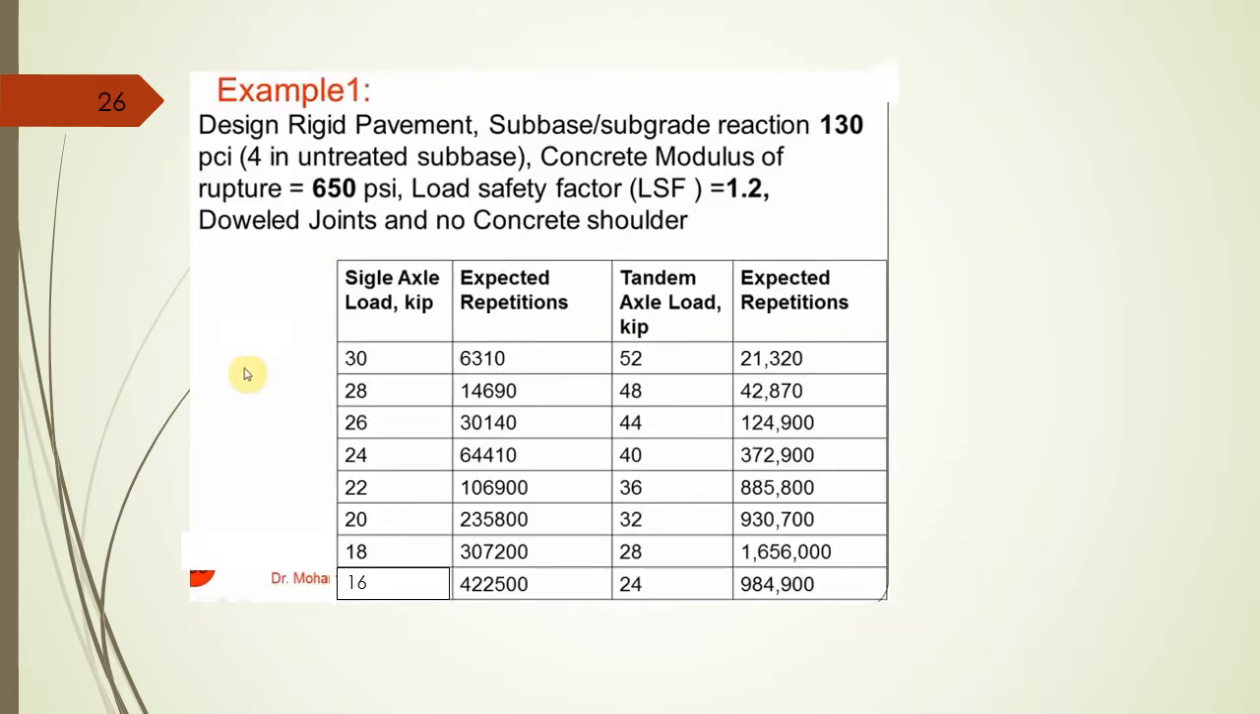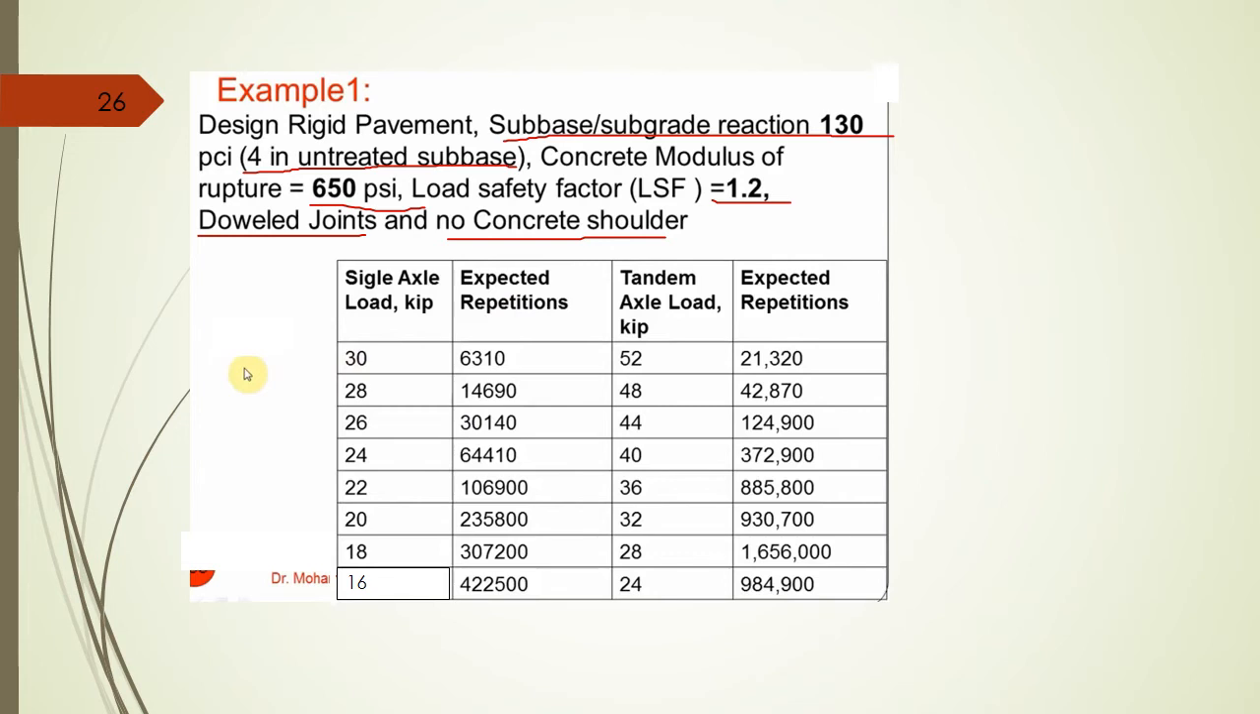Let's take an example. Design a rigid pavement. We are given the k composite is 130. The thickness of subbase is 4 inches and it is an untreated subbase. Concrete modulus of rupture is 650 psi. Load safety factor is 1.2 for high traffic volume. We are also given that this concrete is doweled. The load transfer type is dowel bars and no concrete shoulder is used.